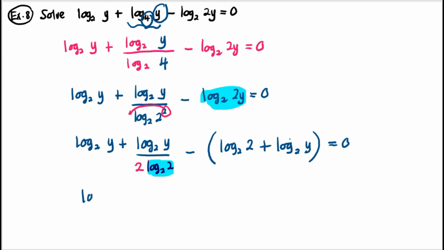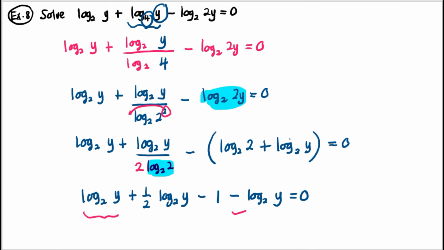I need to simplify this one, so I have log base 2 of y plus half of log base 2 of y, and then you minus log base 2 of 2, which is actually 1. So minus 1, you minus log base 2 of y. This is equal to 0. Bear in mind that you have log base 2 of y minus log base 2 of y will become 0, so you are just left with this part. So now you have half of log base 2 of y minus 1, which is equal to 0, so I bring a negative 1 to the right side.